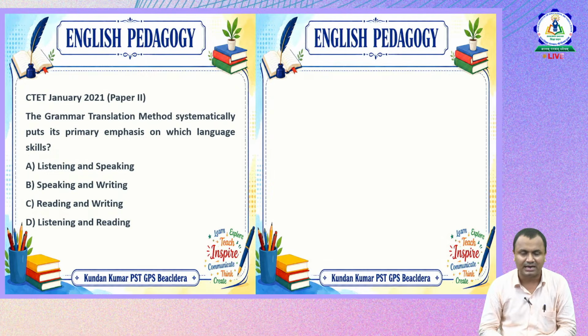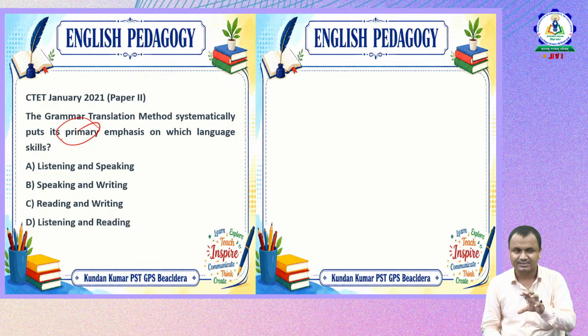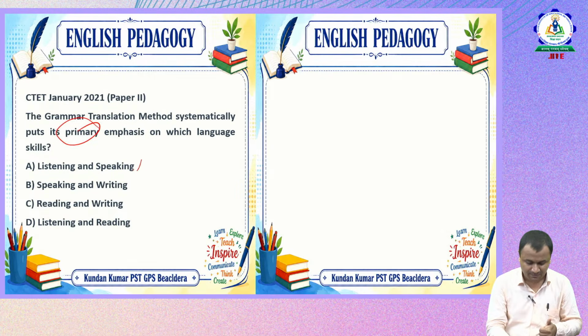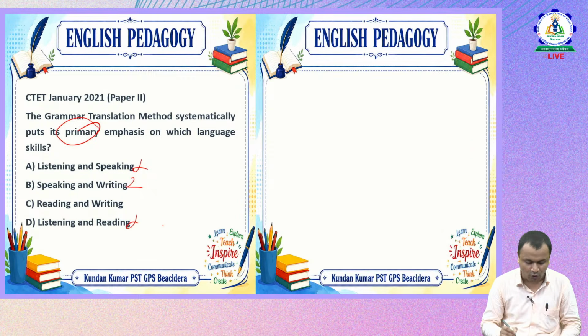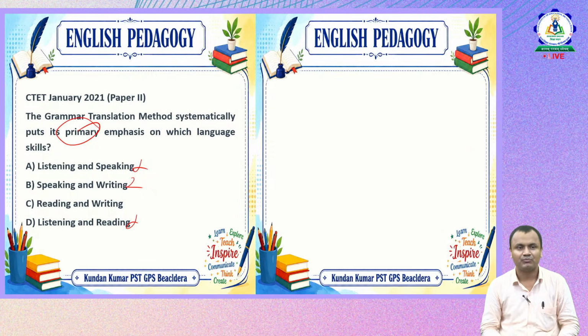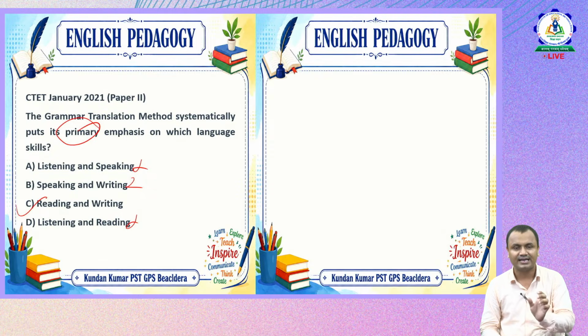The grammar translation method systematically puts its primary emphasis on which of the following skills? So we need to find out the primary emphasis, the skills focused through GTM. Do we focus on listening and speaking? Do we focus on speaking and writing? Reading and writing? Maybe. Listening and reading? No. So while teaching through GTM, the grammar translation method, the classical method, we focus on reading and writing. Our primary focus is on reading and writing.